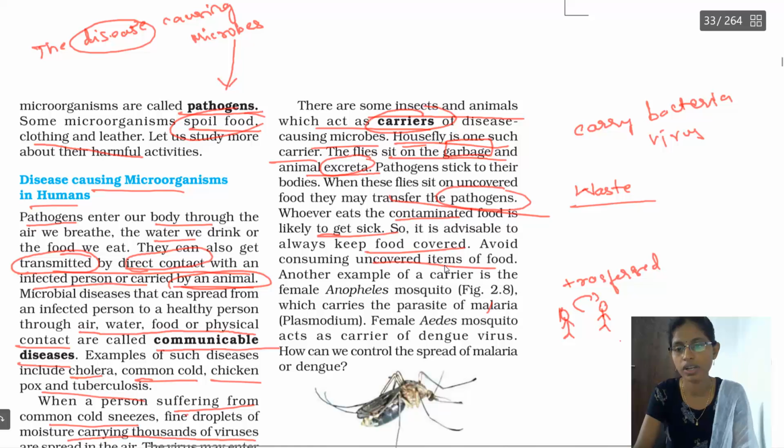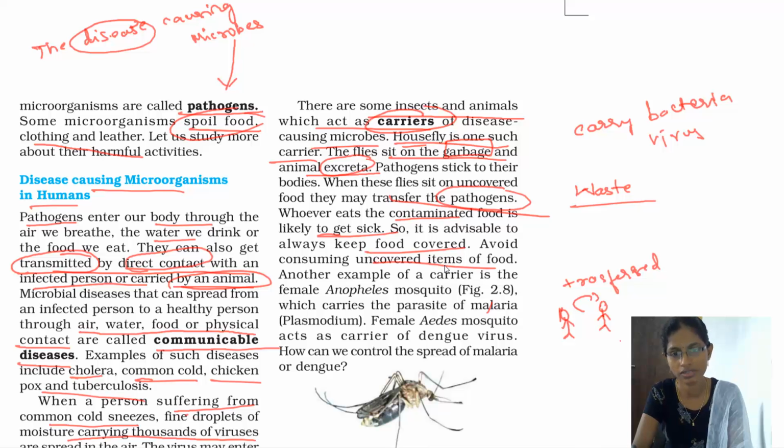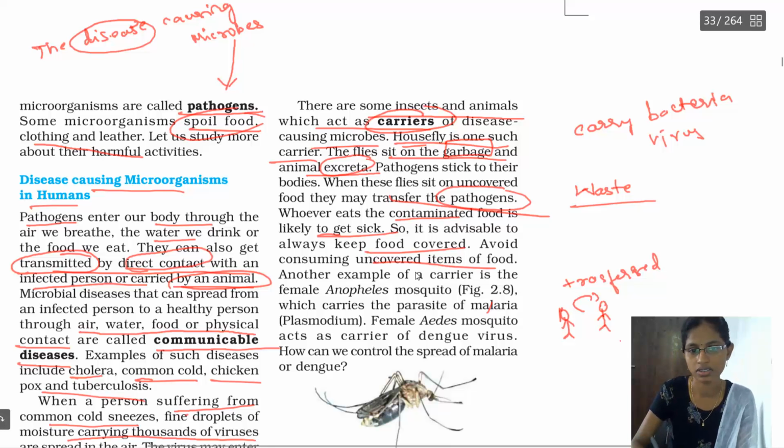That's the reason why your parents say don't eat roadside foods. Why? Because that food is not covered, so it is uncovered food. That's the reason why you are told not to consume roadside food.